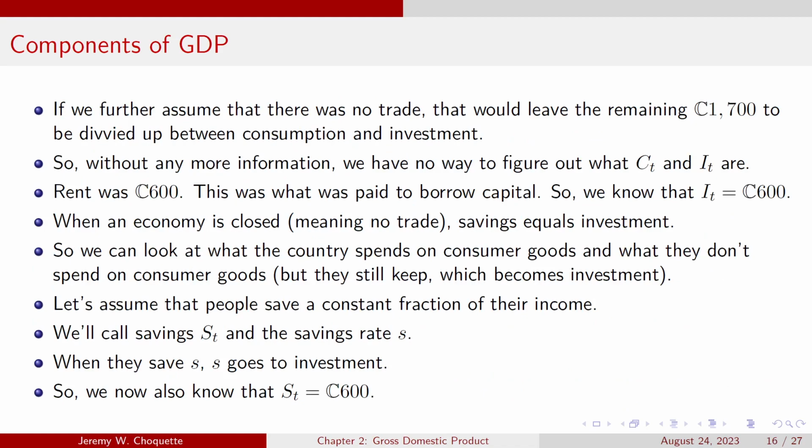Now, if we further assume there's no trade, that would leave the remaining 1,700 catnips to be divvied up between consumption and investment. So without any more information here, we've got no way to figure out what consumption and investment are. But we can sort of figure this out. Rent was 600 catnips. This is what was paid to borrow capital. So right there we know investment is going to be 600 catnips.